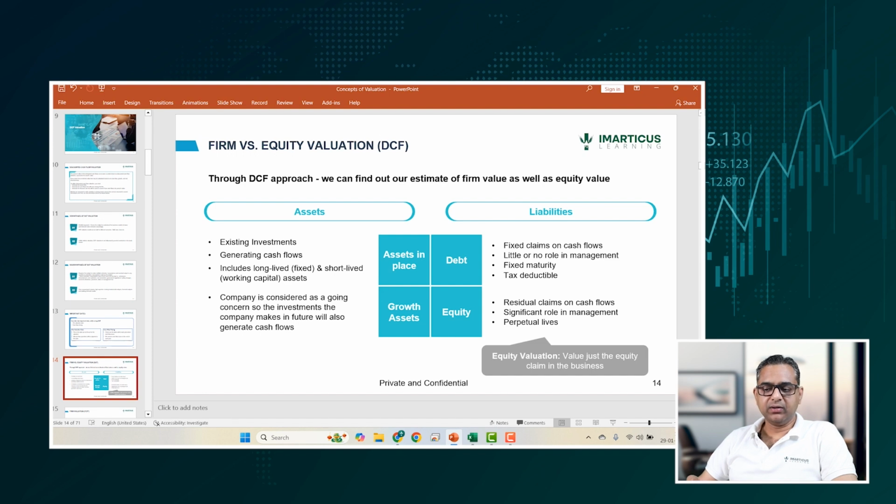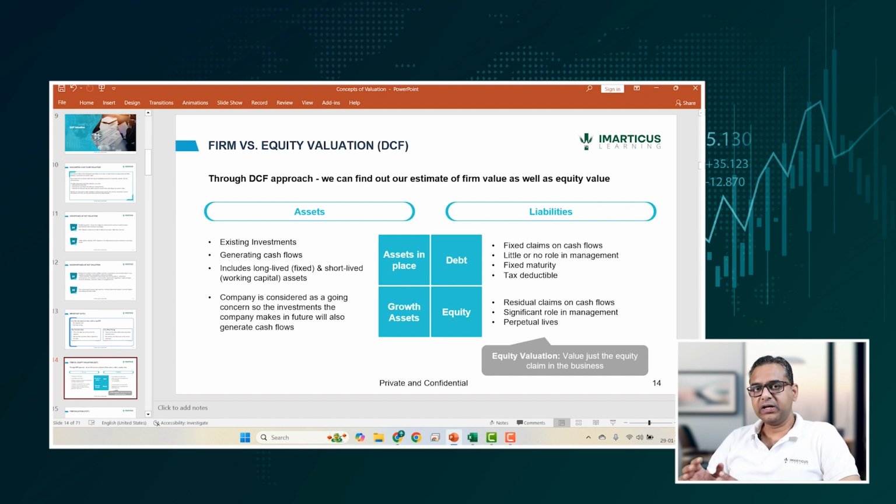Not only will they generate the cash flows, but also the growth assets. Growth assets are those assets which will be coming in later as investments are done by the company. For example, later the company would set up more plants, more factories. They will expand their existing operations, new geographies, new product lines. So all those would be part of the growth assets. Company is considered as a going concern. So the investment the company makes in future will also generate cash flows. So when we are looking at what are the cash flows we are going to get from the firm, those are not only from existing assets, but those are also from growth assets.